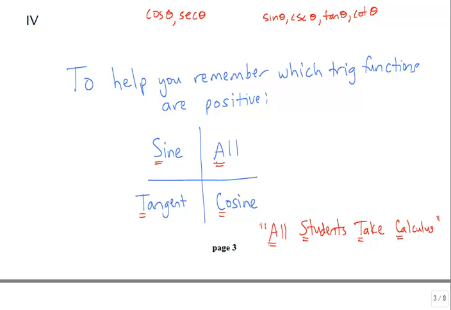So if you use the acronym all, sine, tangent, and cosine, and use that A, that S, that T, and that C, you can try to remember that by thinking all students take calculus. So the A stands for all, quadrant 1. The S stands for sine functions in quadrant 2, being positive. The T stands for tangent, being positive in quadrant 3. And the C stands for cosine, being positive in quadrant 4.